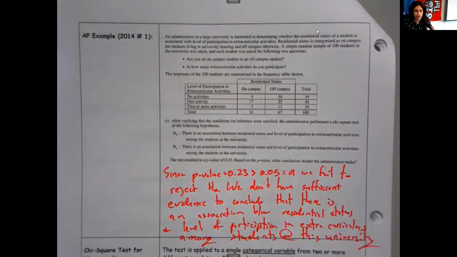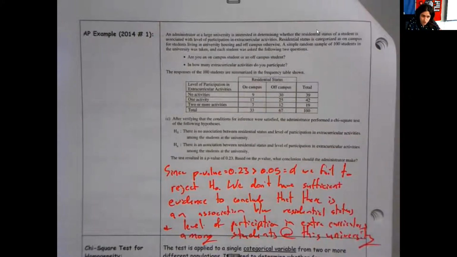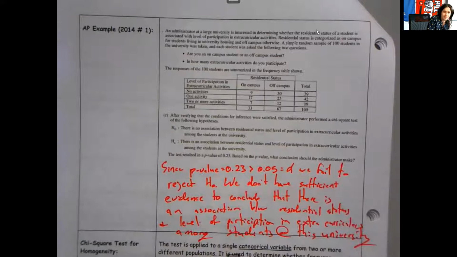That's not small enough for us to reject under any reasonable alpha. We say alpha equals 0.05. We fail to reject the null. We don't have sufficient evidence to conclude there is an association between residential status and level of participation in extracurriculars among students of this university. I just copied the Ha there, and I'm just saying no.